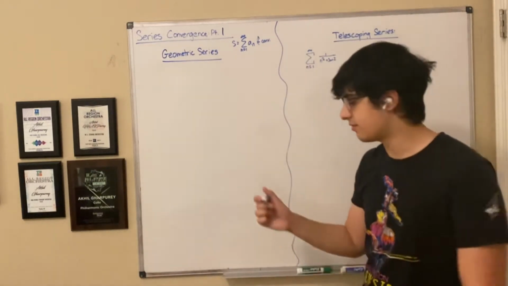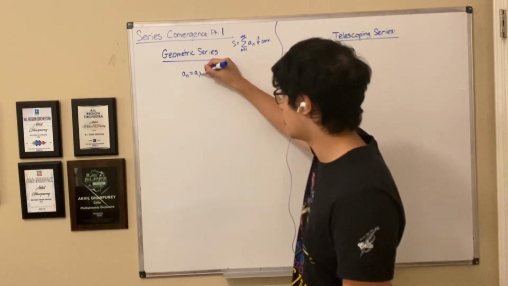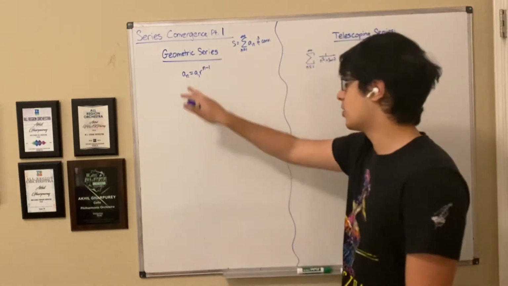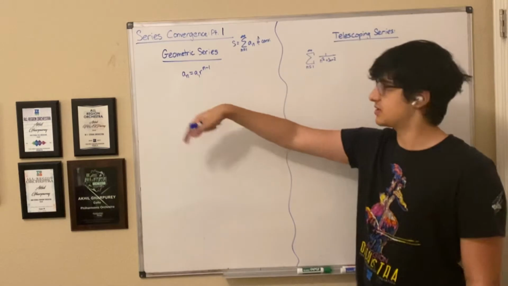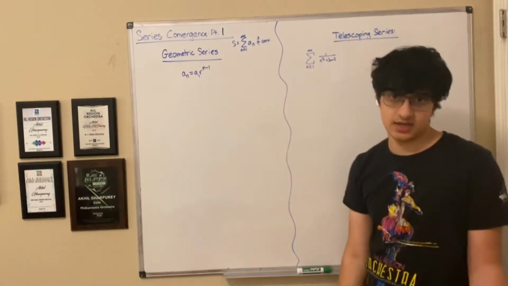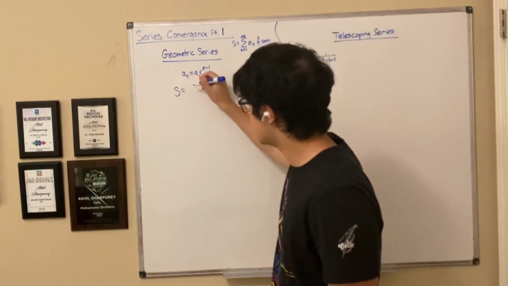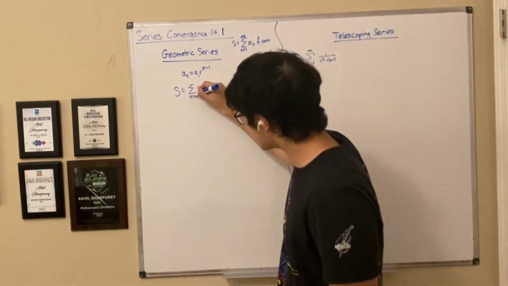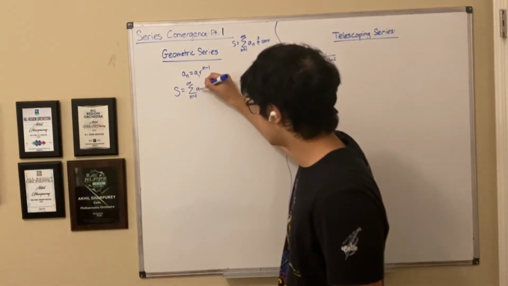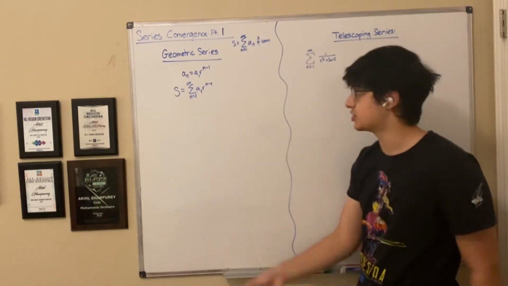You're probably already familiar with the geometric sequence, that is a sub n is equal to a sub 1 r to the n minus 1, where, as you know, a sub n is the nth term in the sequence, a sub 1 is the first term, r is the common ratio, and n is the index in the sequence. If we go ahead and do the summation, S, this is going to be equal to the sum from 1 to infinity of a sub 1 r to the n minus 1, and that's just by infinite sum notation.